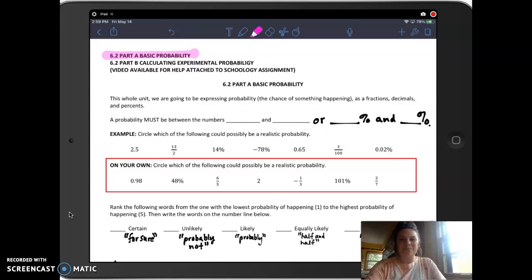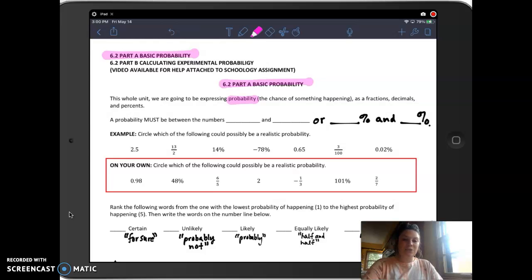Let's get started. So the first thing we want to do is define, what does probability mean? Probability is the chance of something happening. So we use fractions or decimals or percents for probability.